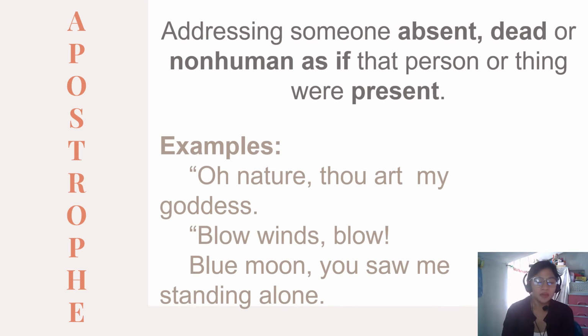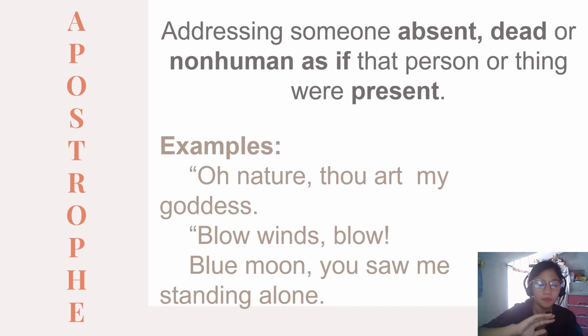Next, "Blue moon, you saw me standing alone." Yes, there is a blue moon. Okay? But it cannot see you because it doesn't have eyes. So, you are talking to the blue moon, saying that it saw you standing alone, but that blue moon cannot answer you, or see you too. So, that is why this sentence again is what we call apostrophe.